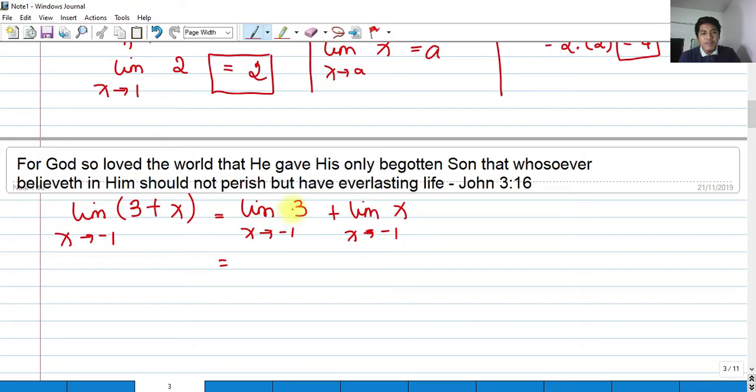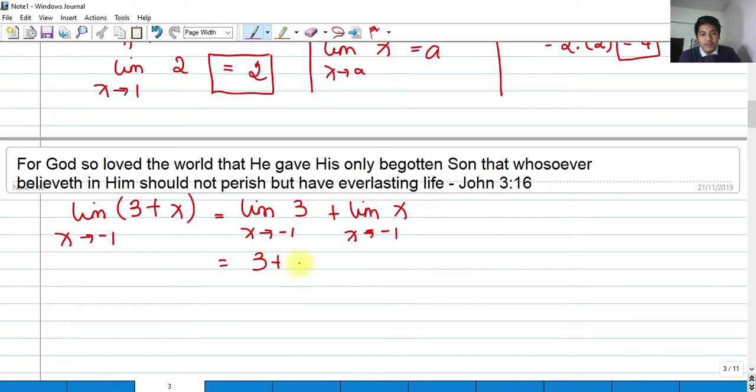So we have the limit of a constant. This is a constant number. As x approaches negative 1, that is still considered as the constant itself, 3. And the limit of x as x approaches negative 1, this is our x, this is our a. If we have, again, an f of x only, we can simply substitute the value of negative 1.